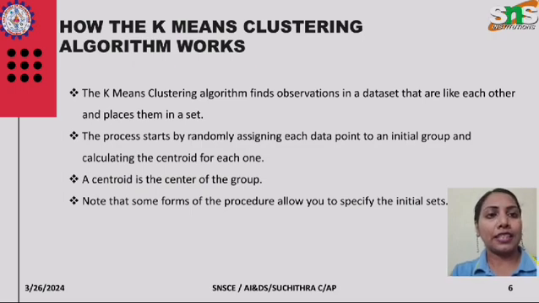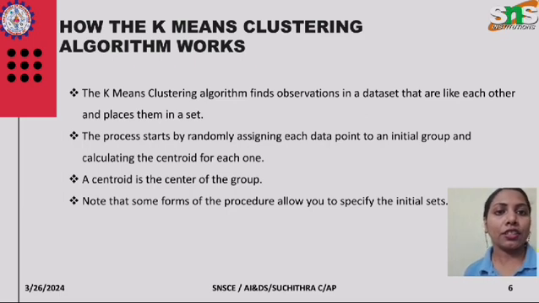How does the K-means clustering algorithm work? The K-means clustering algorithm finds observations in a dataset that are like each other and places them in a set. The process starts by randomly assigning each data point to an initial group and calculating the centroid for each one. A centroid is the center of a group. Note that some forms of the procedure allow you to specify the initial sets.